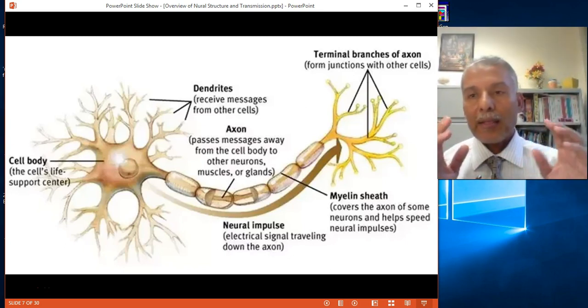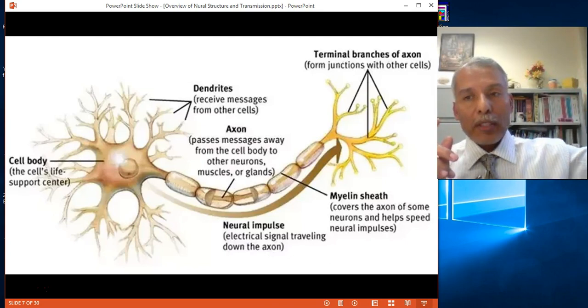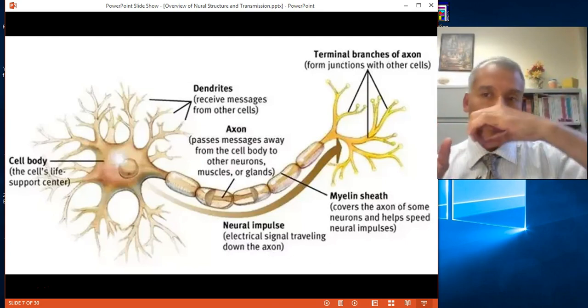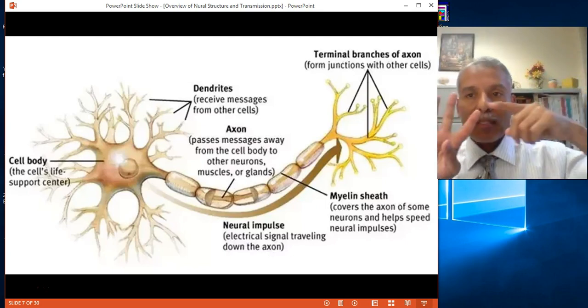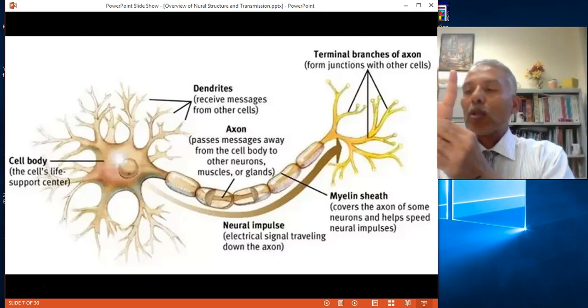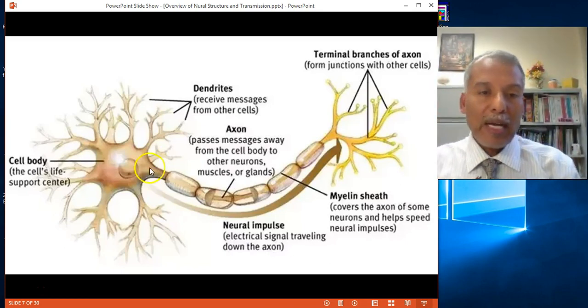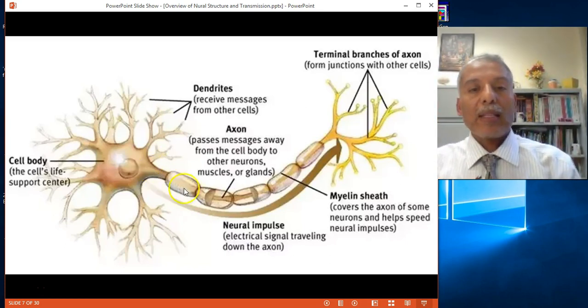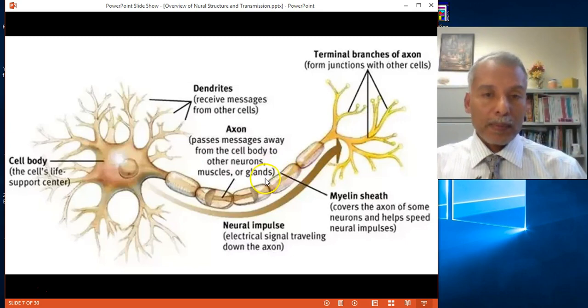Just to understand and remind you, the signal in a neuron travels in one direction. It doesn't go back. It comes from the dendrites and goes into the cell body. From the cell body, it goes to the axon hillock, and then through the axon, to the axon terminals, and then to another neuron.